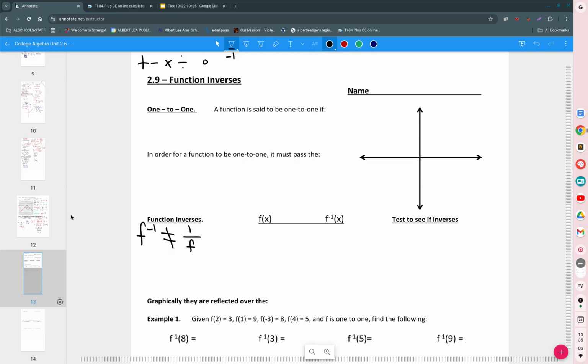A function is said to be 1-to-1 if every element of the domain corresponds to exactly one element of the range. Isn't that just the definition of a function? Yeah. Definition of function.